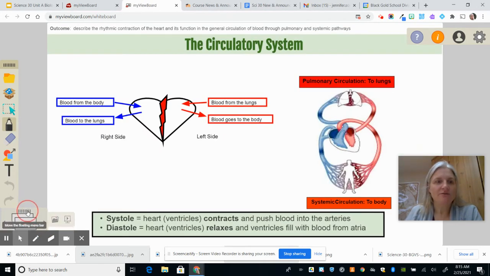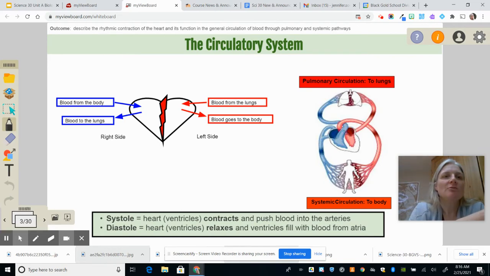So to start off, each slide of this review package has the outcome at the top of the page that you need to make sure you understand, and then some information to help you understand that. So the first outcome is to describe the rhythmic contraction of the heart and its function in the general circulation of blood through the pulmonary and systemic pathways.